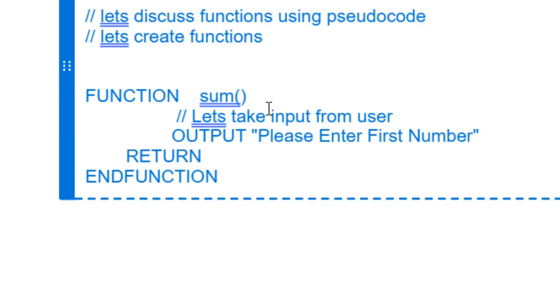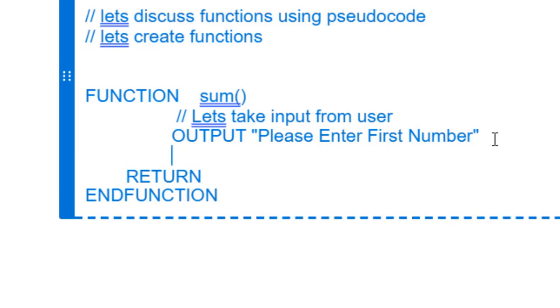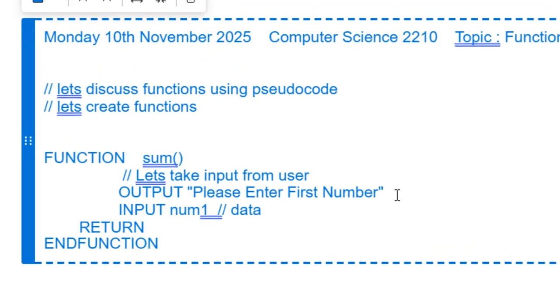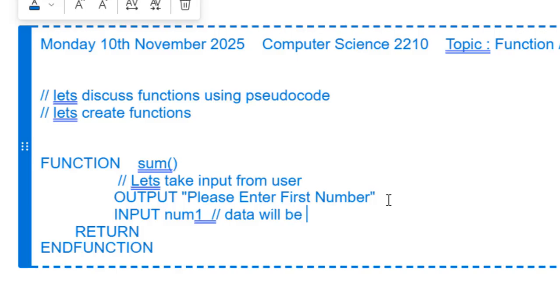Okay, this is one of the programming techniques. The another programming technique I'm going to write over here, that is input. Let's suppose I'm going to declare a meaningful variable name over here, num1. So whatever user will enter, that will be stored in this variable num1. What is storage? Data will be stored over here. Data will be stored here in this variable.